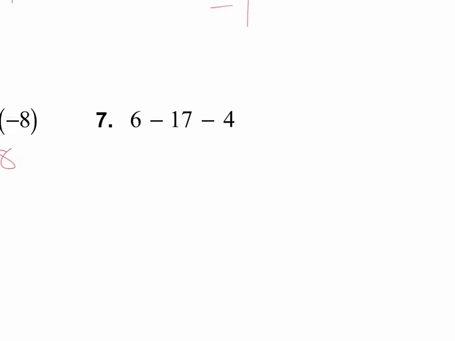Okay, number 7, we have 6 minus 17, or 6 and a -17, so this becomes 6 plus -17. Opposite signs, we go ahead and subtract those, and this would become 11, and 17 is bigger, so you keep that negative.